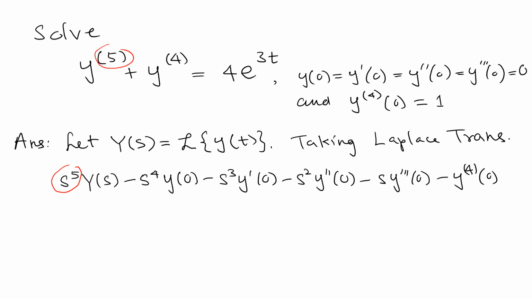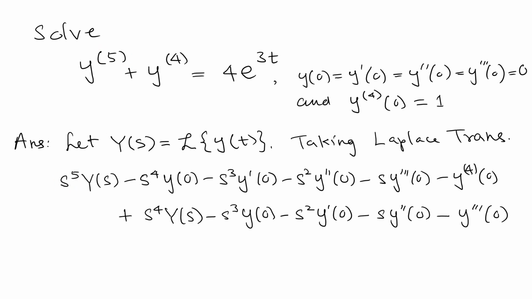Similarly, from the second term we get this one. Now we have the fourth derivative, so we can start with the fourth power here, and all the other terms have a negative sign. On the other side, you can see it is 4e to the 3t, so it is 4 times 1 over s minus 3. On the right side we have 4 over s minus 3, because when you have an e to the power term, you just subtract that number from s in the denominator.